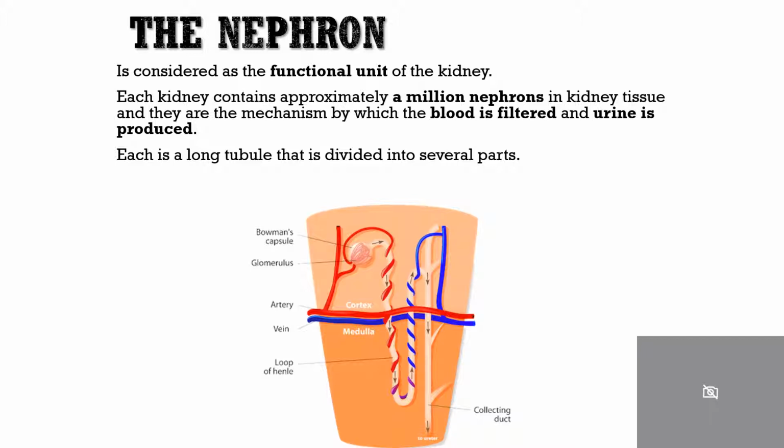The kidney nephron is considered as the functional unit of the kidney. Each kidney contains approximately 1 million nephrons in kidney tissue, and they are the mechanism by which the blood is filtered and urine is produced. And each is a long tubule that is divided into several parts.